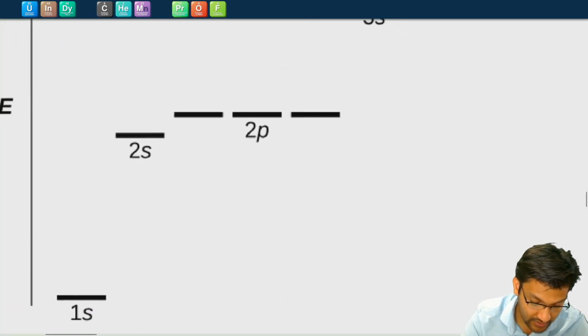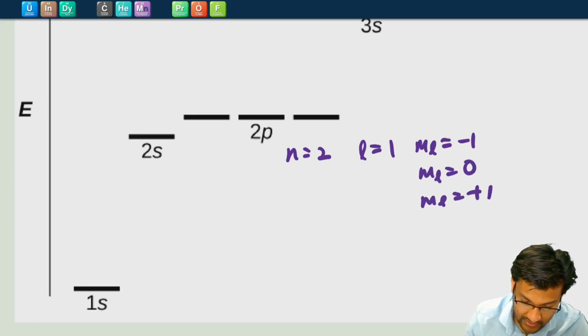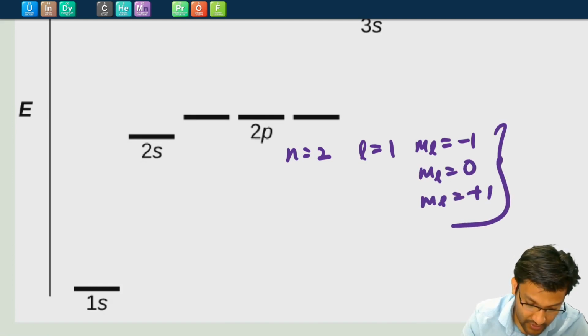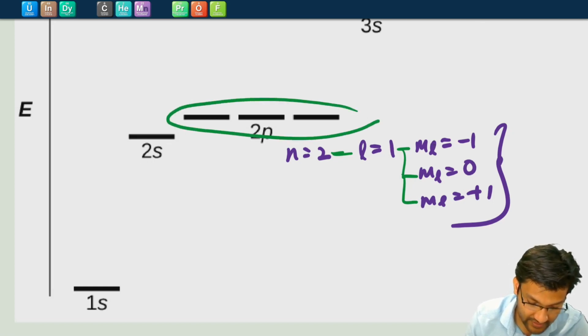Let's look at the 2p. For the 2p, n is equal to 2, L is equal to 1, because it's p. ml could be -1, ml could be 0, or ml could be +1. And so there are 3 of them. So you have the combination of either n equals 2, L equals 1, ml equals -1, n equals 2, L equals 1, ml equals 0, or n equals 2, L equals 1, ml equals +1. 3 different possibilities, and so you have 3 different orbitals.